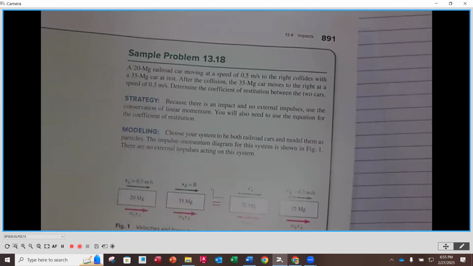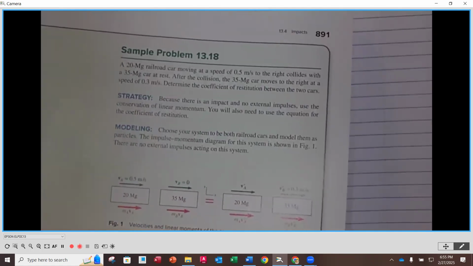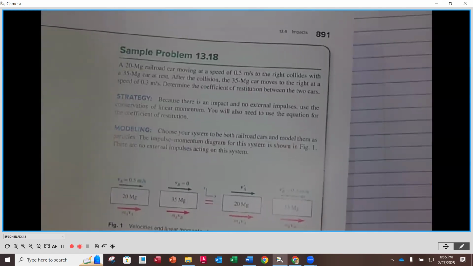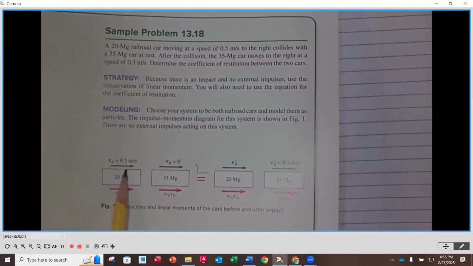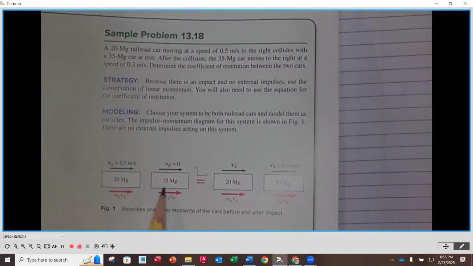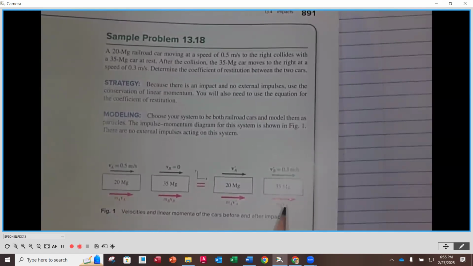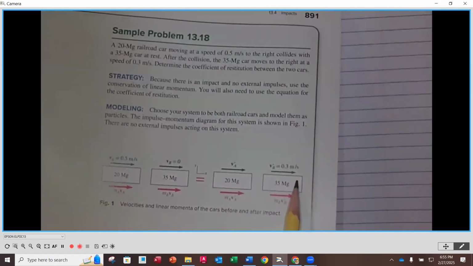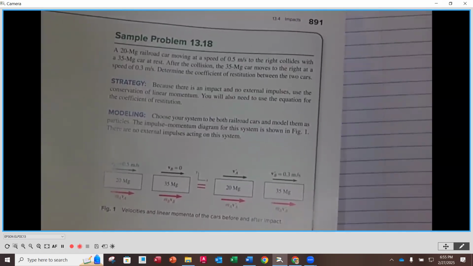So here we have a 20 megagram. So instead of a kilogram, it's a megagram. Railroad car is moving at a speed of 0.5 meters per second to the right. It collides with a 35 megagram car at rest. So they're showing that right here. So this is the 20 megagram going at a velocity of 0.5, and then it's going to collide with the second car there. After collision, the 35 megagram car moves to the right with a speed of 0.3 meters per second. Okay, 0.3 meters per second. They want us to determine the coefficient of restitution between those two cars.